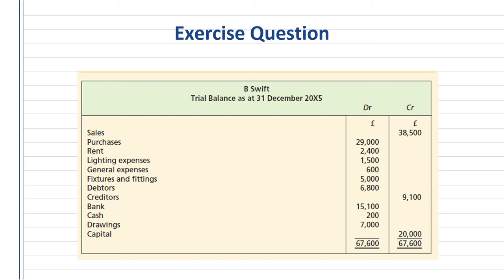Why so? See, fixtures and fittings, you are not going to utilize it just in 1 year. It's gonna stay with you for a longer period of time, and you cannot put it all in one income statement. That would not give a true picture of your revenue. So what are you going to do? You are going to put this in your balance sheet, and you might be deducting depreciation amount, which we will add in our income statement as well.